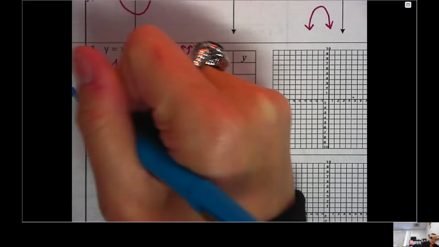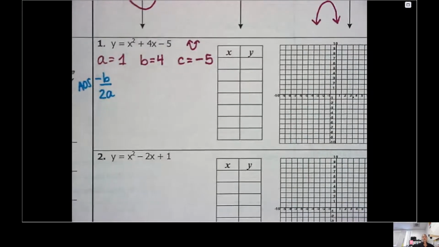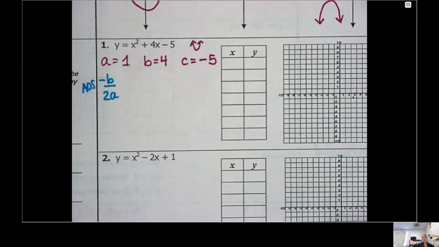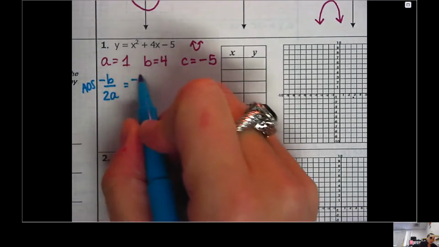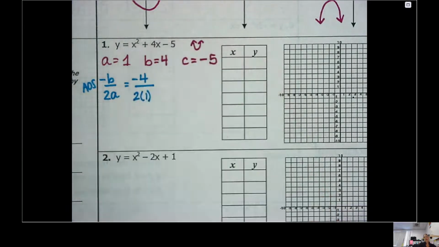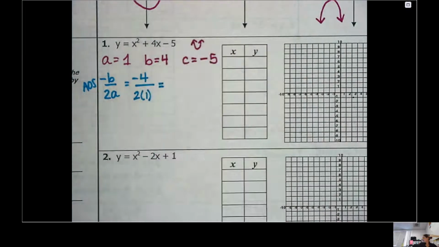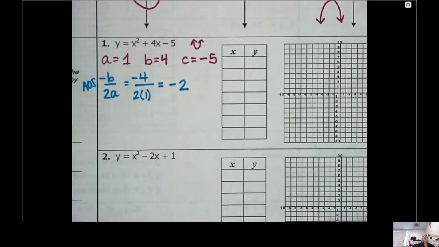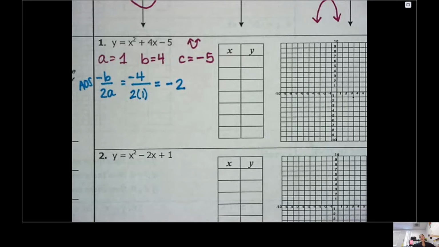Okay, who remembers the equation to find the axis of symmetry? Good, -b over 2a. This is your axis of symmetry. Okay, but be careful. So -b is what? -4 over 2 times a. 2 times 1. So it's -4 divided by just 2, which gives you -2.